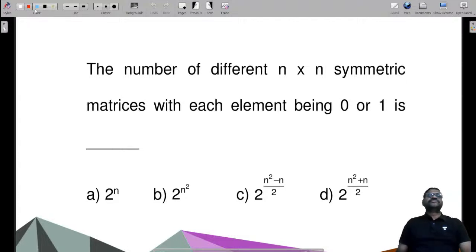Next problem. The number of different n cross n symmetric matrices with each element being 0 or 1. How many different n cross n symmetric matrices can you generate with the help of 0 and 1? That is your question. Do one thing.